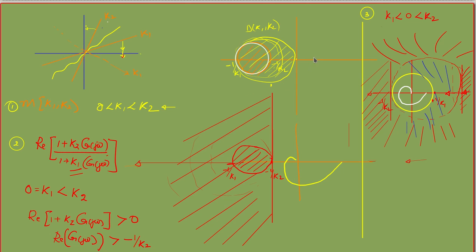Okay, it should not cross this curve, or if at all it encircles, it should encircle m number of times, equal to the number of open loop poles. That means m number of times in the counterclockwise direction.